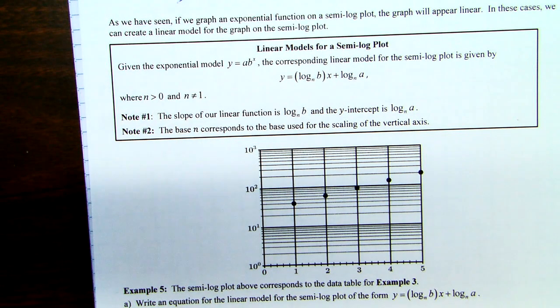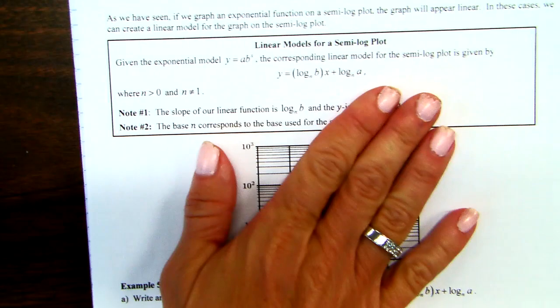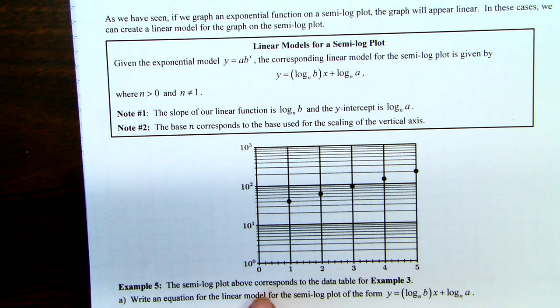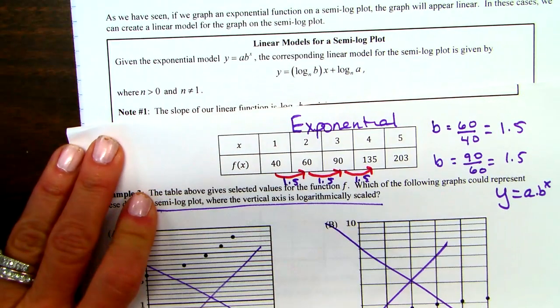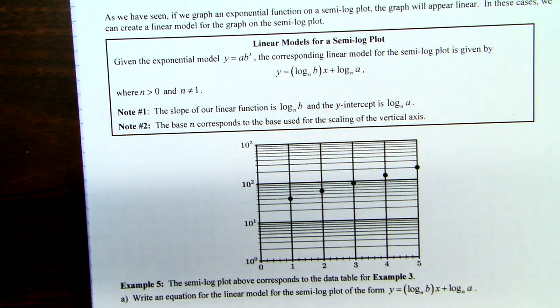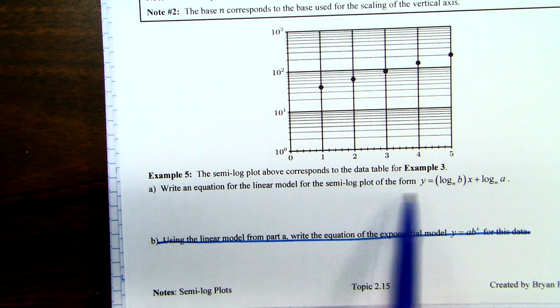What we're going to do here is, see, we have a semi-log graph. It's already graphed for us. Let me read. The semi-log plot above corresponds to the data table for example 3. So the problem we just did in example 3, we already did some work on it, so I'm going to grab it for us and put it here. It's this. Okay, that's example 3's data. And what we're going to do is just part A of this, and same in the homework, that you won't do part B. Part A asks us to write an equation for the linear model.